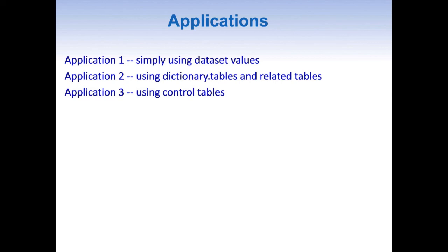That is how we can use or apply these macro variables which we have created in call symput or call symputx. We can do this application in three different ways. The first one is by simply using dataset values, creating macro variables out of them and then solving some problem. Or we can use dictionary.tables or related tables, and when it comes to data step, that is where we are creating our macro variables with call symputx. These tables are known as sashelp v tables. And the third application is by using control tables.